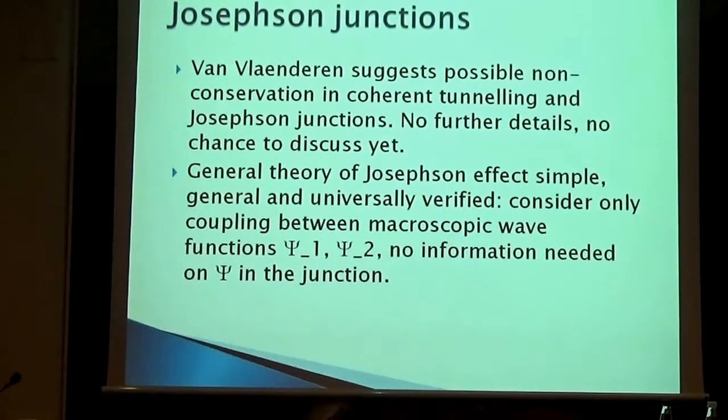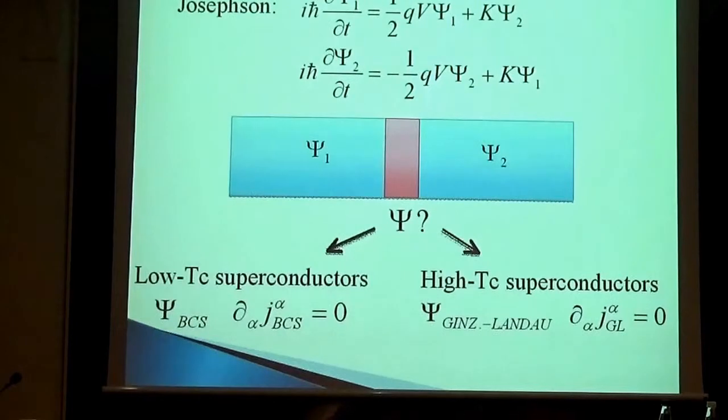And so it was suggested by Van Vlaanderen that another possible situation could be in Josephson junctions. I could not imagine, of course, that today Professor Josephson would be here, so I hope I'm doing this right. The general theory of Josephson tunneling is quite simple.